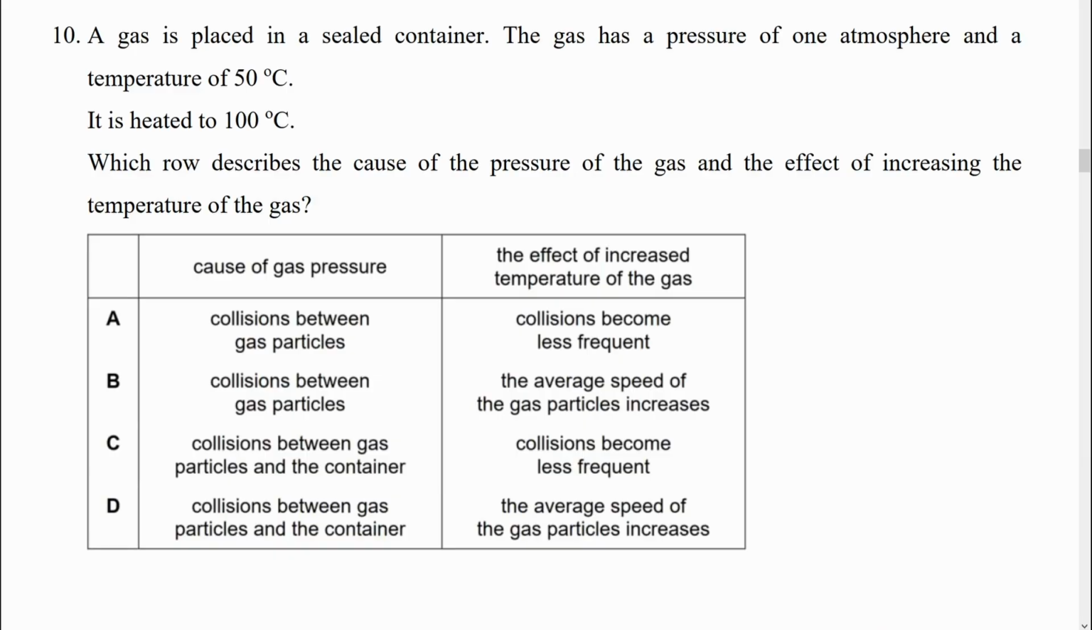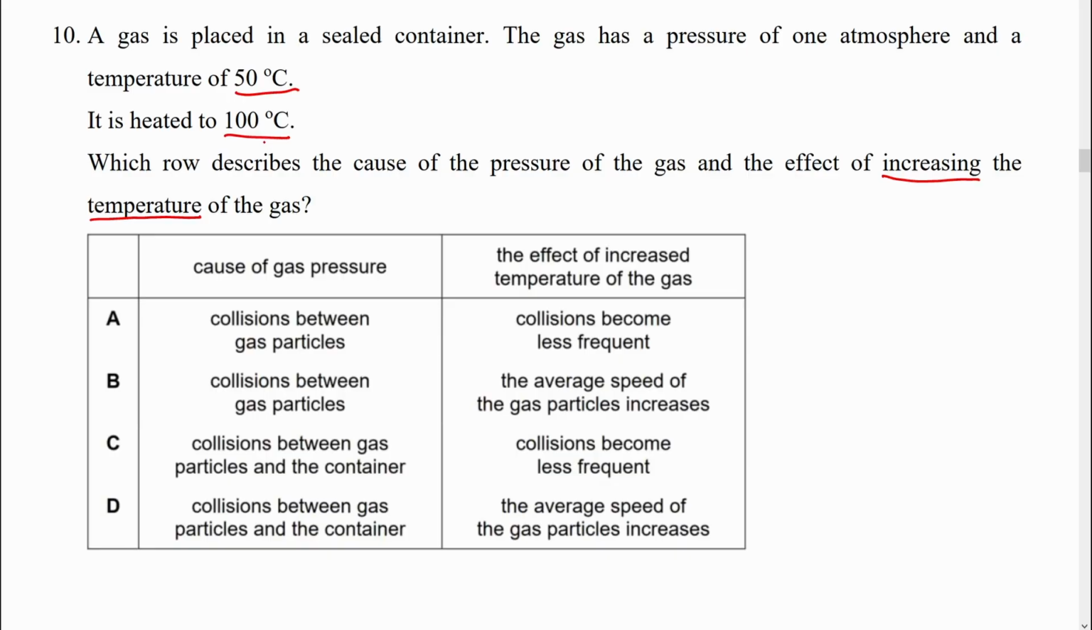Question 10. A gas is placed in a sealed container. The gas has a pressure of 1 atmosphere and a temperature of 50 degrees Celsius. It is heated to 100 degrees Celsius. Which row describes the cause of the pressure of the gas and the effect of increasing the temperature? So you can see here the effect of increasing the temperature, from 50 to 100 degrees Celsius. So please remember that the pressure of a gas comes from its particles colliding with the walls of the container.